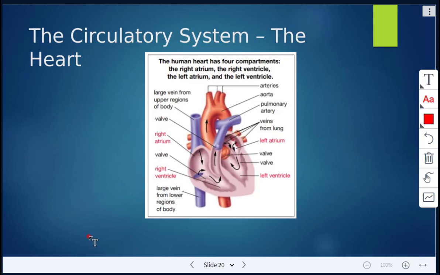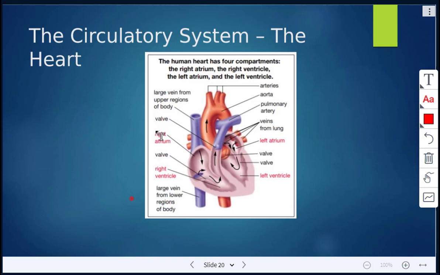Now let's take a look at the blood flow. When we talk about blood, when we see blue, that means it's low in oxygen, or deoxygenated blood. Whenever we see red, it means it is oxygenated, so the blood is rich in oxygen. That's the difference between blue and red whenever you see the diagrams.